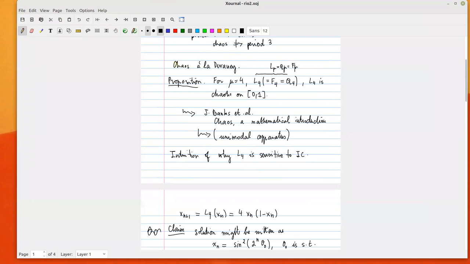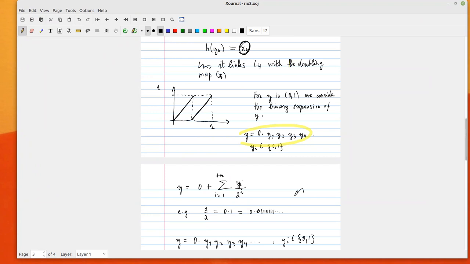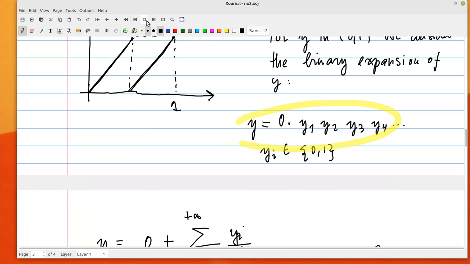Do I have my, yeah, now I have my pen. Do you still see my screen? Yes. Perfect.